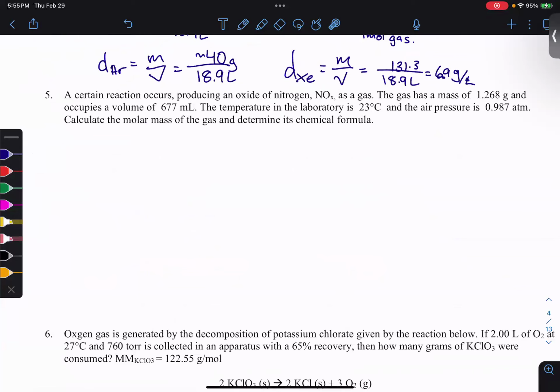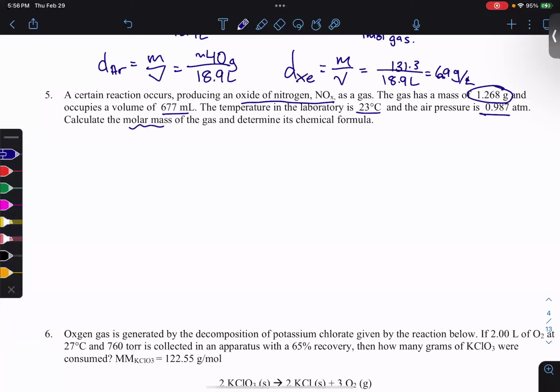So the next one, if you're following along in the key, number 5 is another way to use the ideal gas law. Okay, we have a reaction and it produces some oxide of nitrogen. So NOx. I don't know what that X represents, how many oxygen atoms are there, right? 3, I don't know. This gas has this mass, occupies this volume at this temperature and this pressure. Let's figure out the chemical formula.